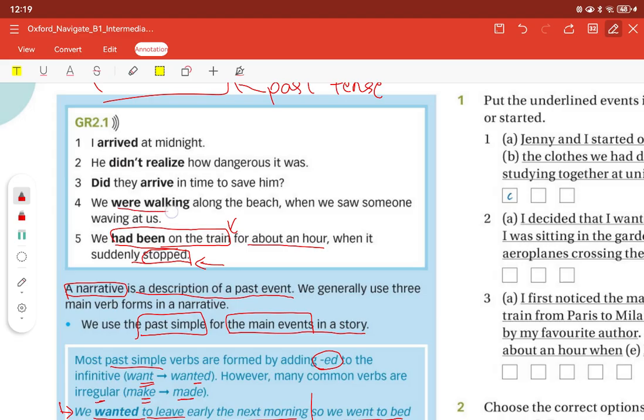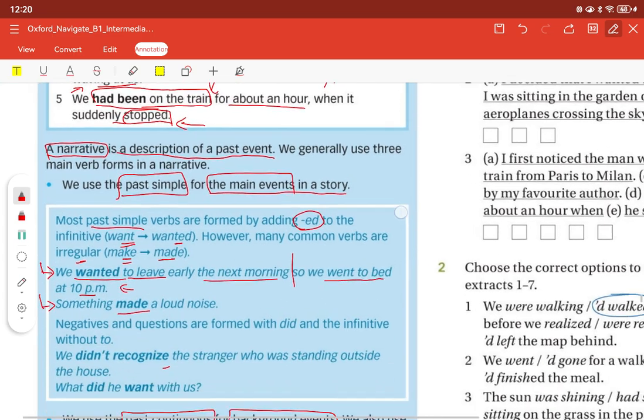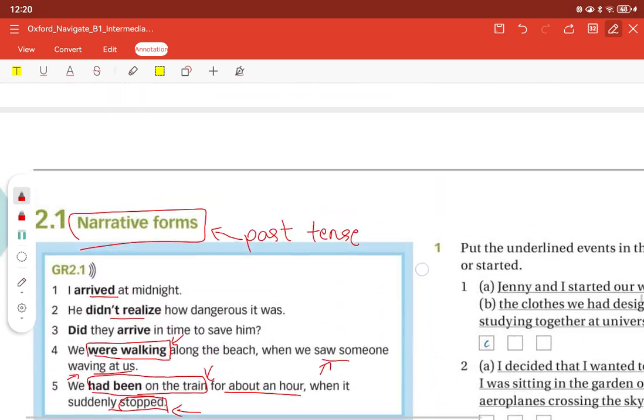Okay, so we were walking along the beach when we saw someone waving at us. The activity of walking along the beach had been happening for a longer period of time before the activity of seeing someone interrupted it. So use past continuous to describe this kind of event. Past simple is just used to describe main events. So what's the difference between background events and main events?